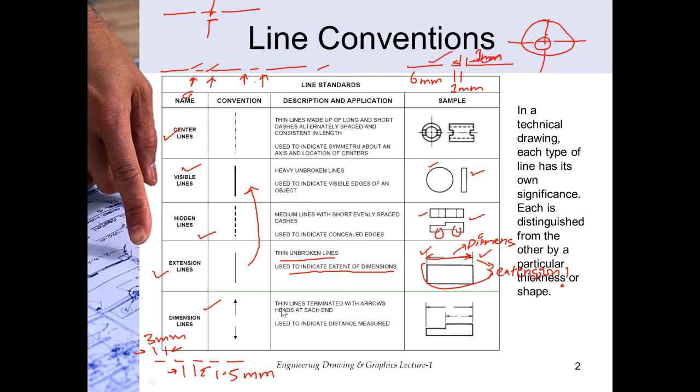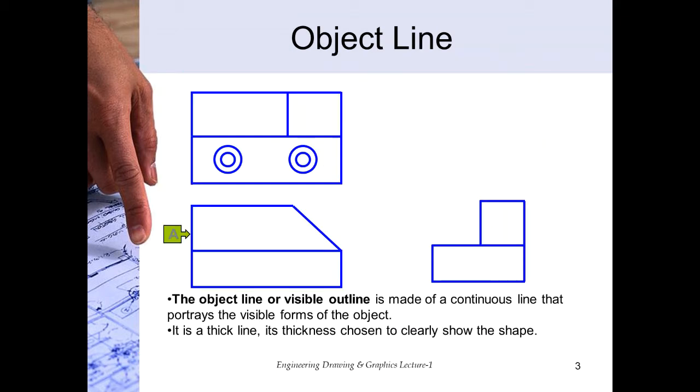Basically these are the thin lines again, and they have arrows at each end, and it is used to indicate the distance measured. So basically the dimension lines and extension lines are both used for the dimensioning of an object. We will see that in detail in the next slides.